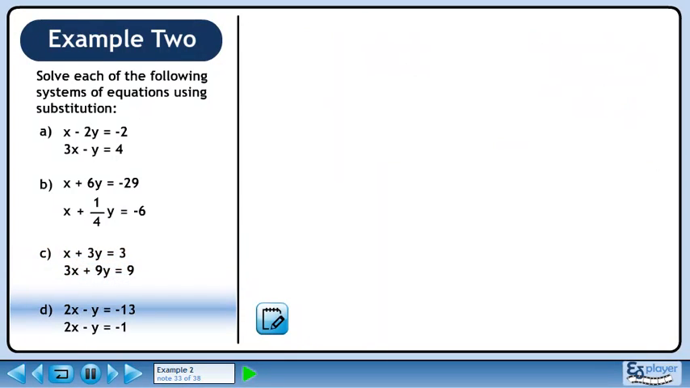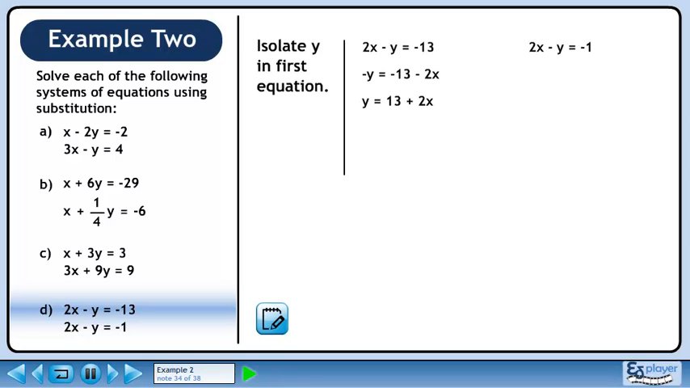In part D, we have the equations 2x minus y equals minus 13 and 2x minus y equals minus 1. This time, it is easier to solve for y in the first equation. Bring the 2x to the right side, then divide both sides by minus 1. This gives y equals 13 plus 2x. Substitute 13 plus 2x for y in the second equation, as shown in the animation.